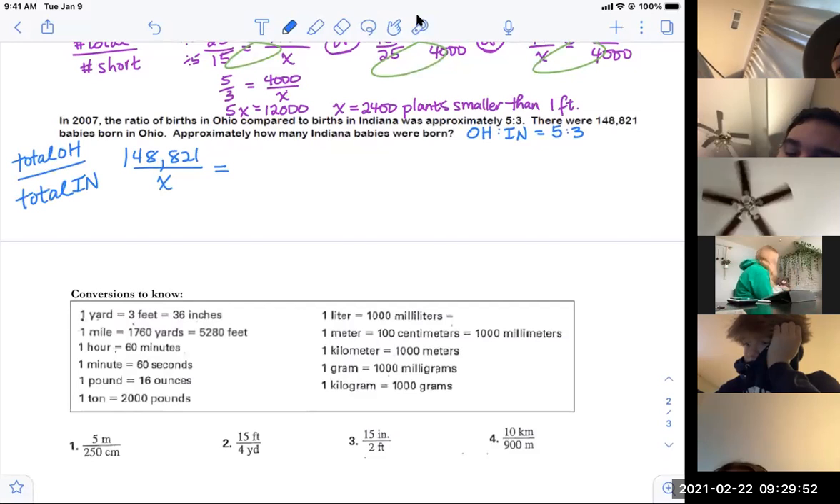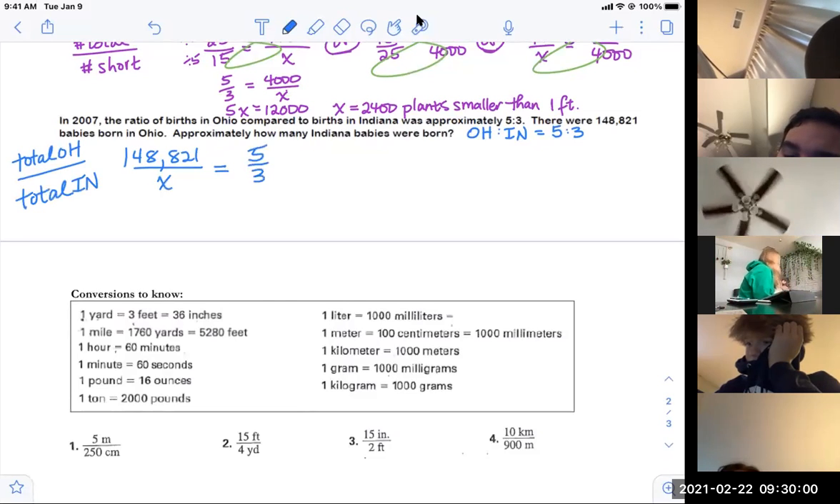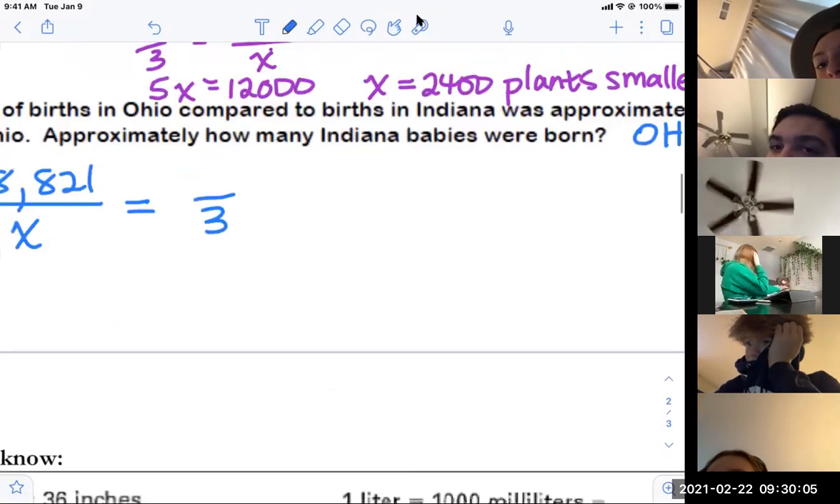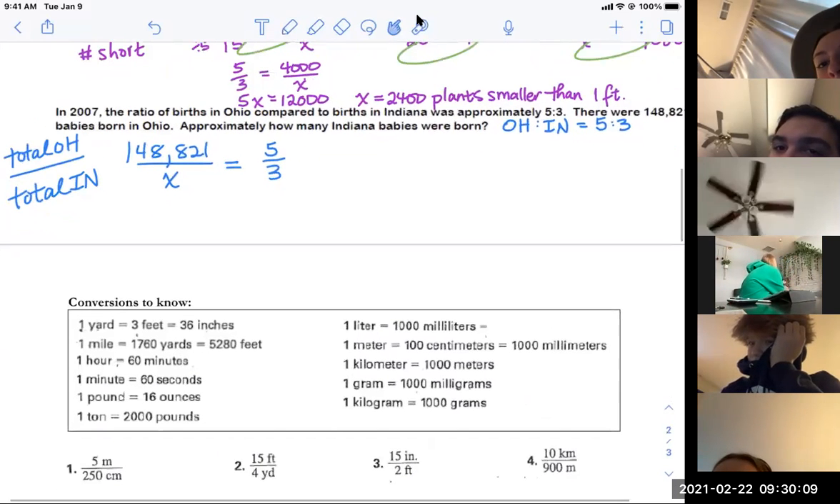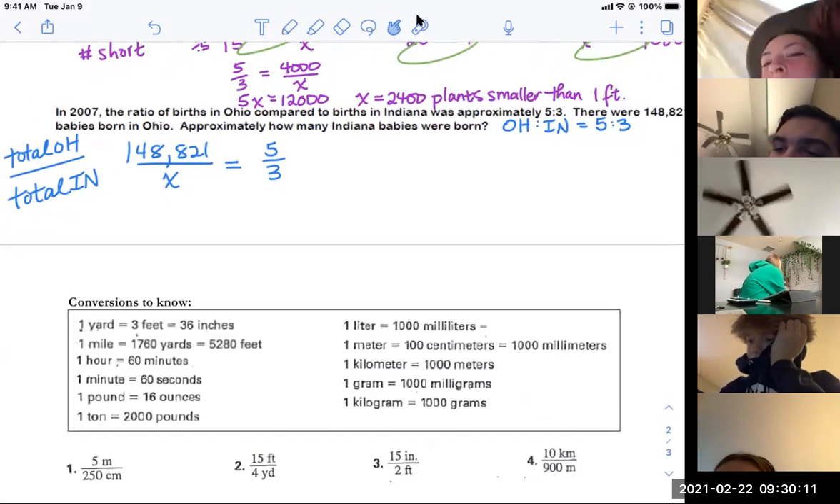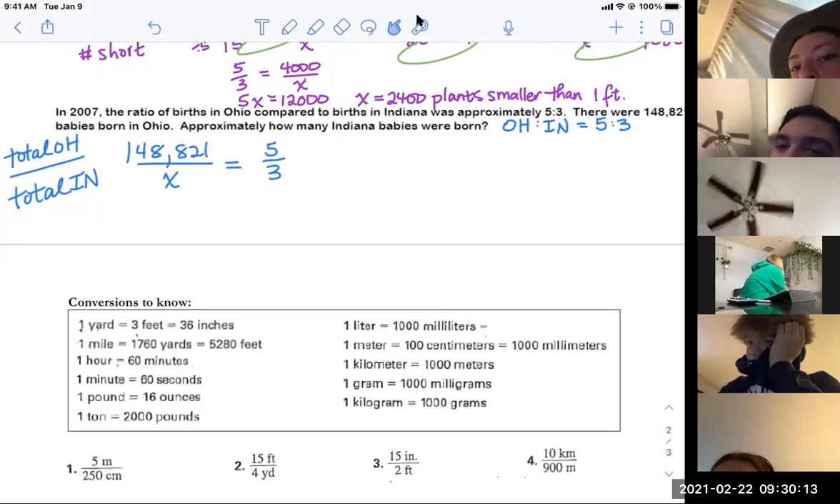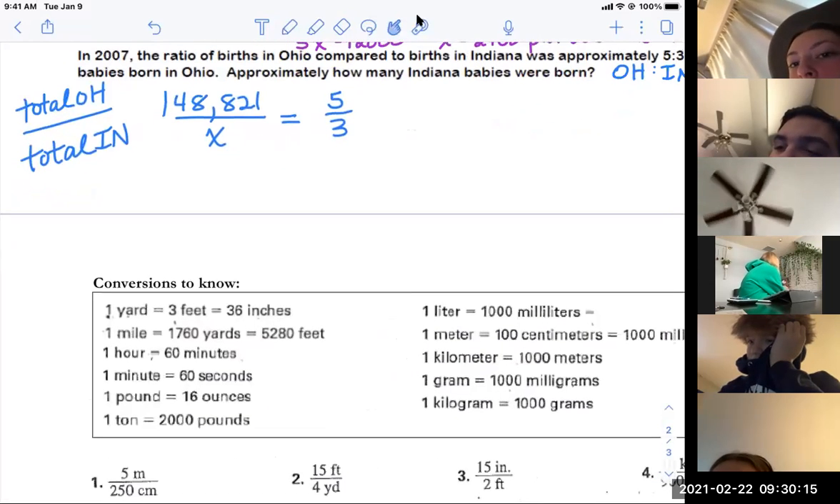Okay. Derbla, on the other side, what would that be? 5/3. 5/3. Okay, now somebody else give me a different proportion that also would work. Sorry, my 5s look weird today. So that would be a perfectly fine setup. Give me a different proportion that would work. Someone who has not answered a question today.